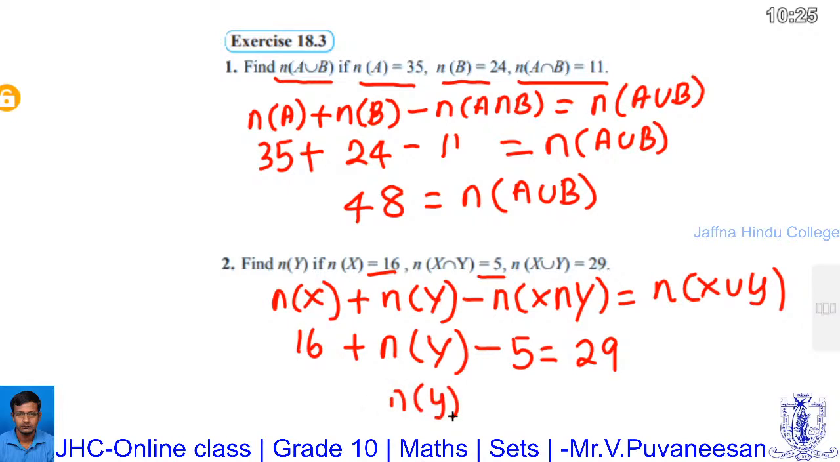Number of y equals 29. Taking plus 16 to the other side, it becomes minus 16, and minus 5 to the other side, it becomes plus 5. So number of y equals 29 minus 16, which is 13, plus 5, which is 18. Number of y is 18. Okay.